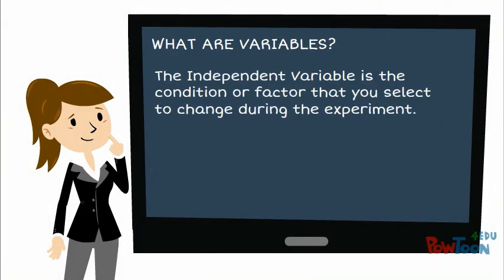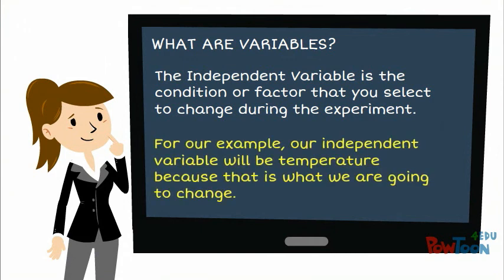What are these variables? The independent variable is the condition or factor that you select to change during the experiment. For our example, our independent variable will be temperature because that is what we are going to change.